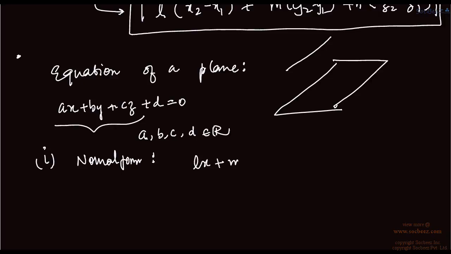So the first form of the equation of a plane is the normal form. Normal form is like Lx plus My plus Nz is equal to P. Okay, this is the normal form.